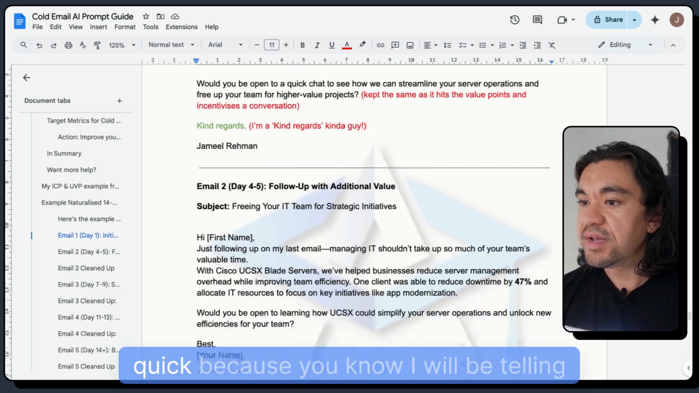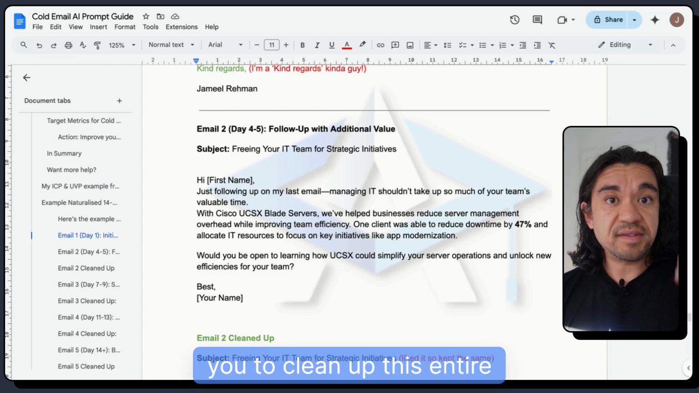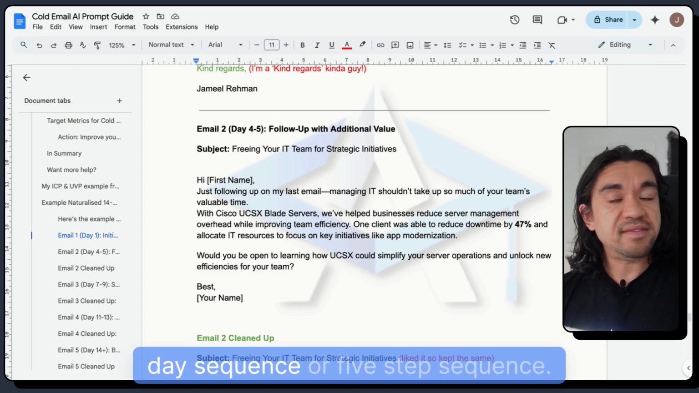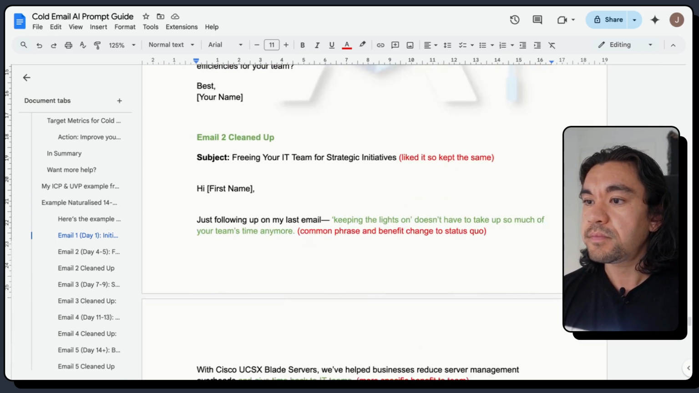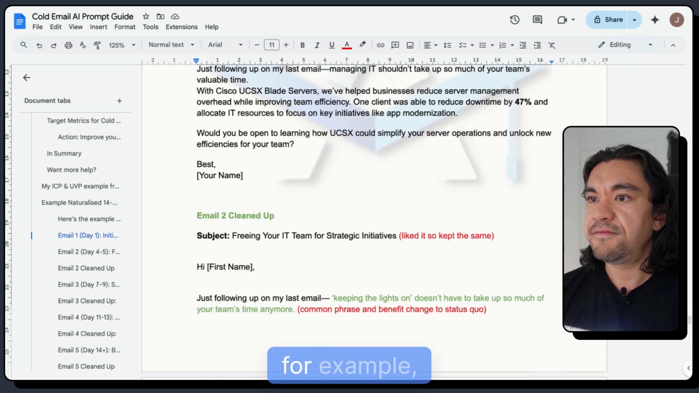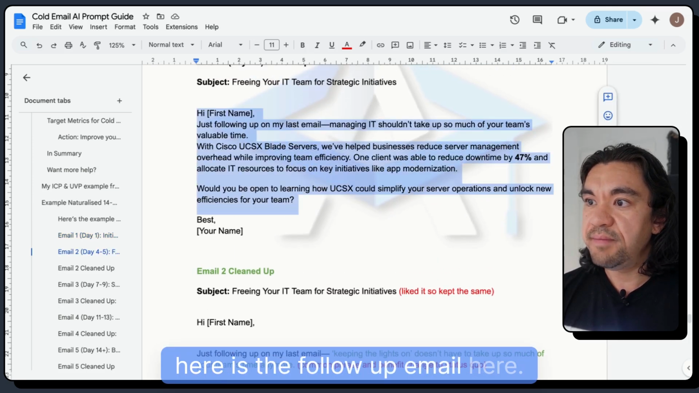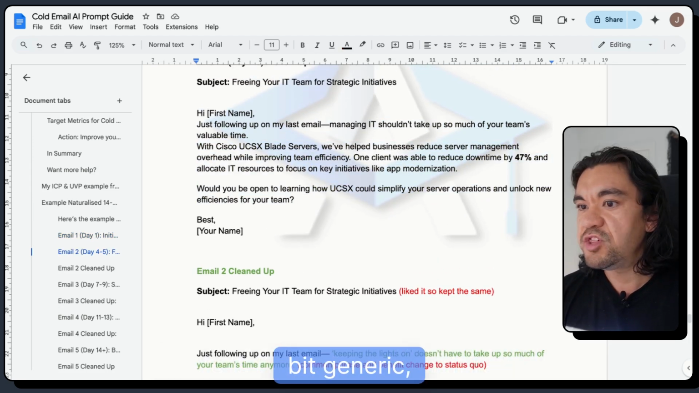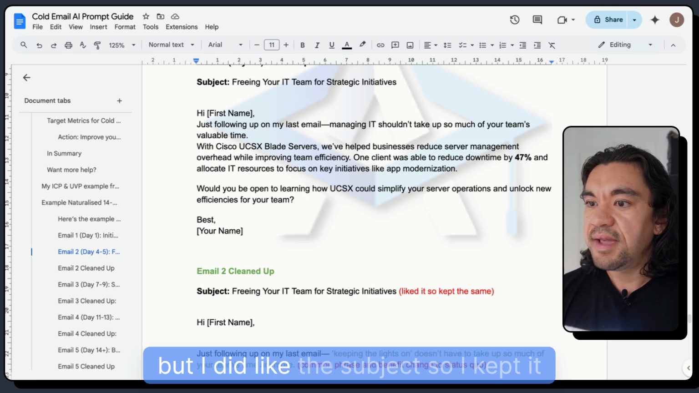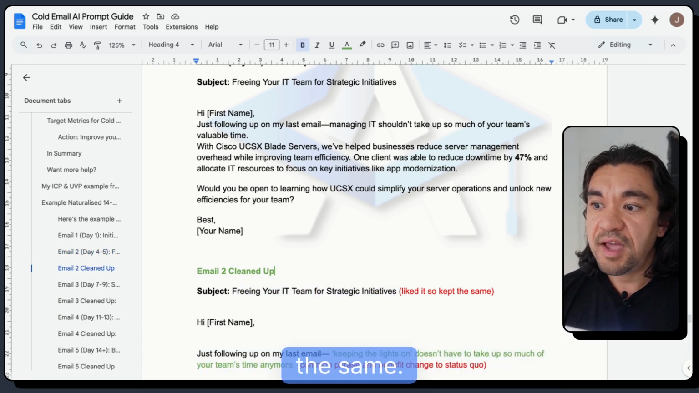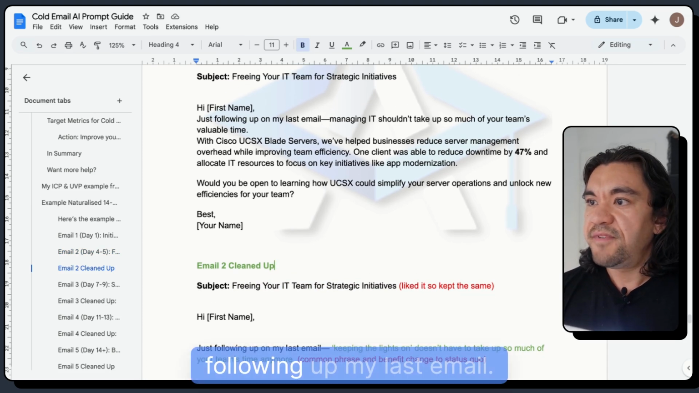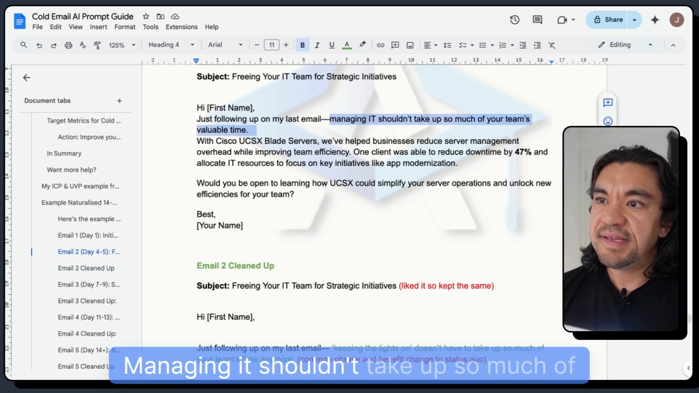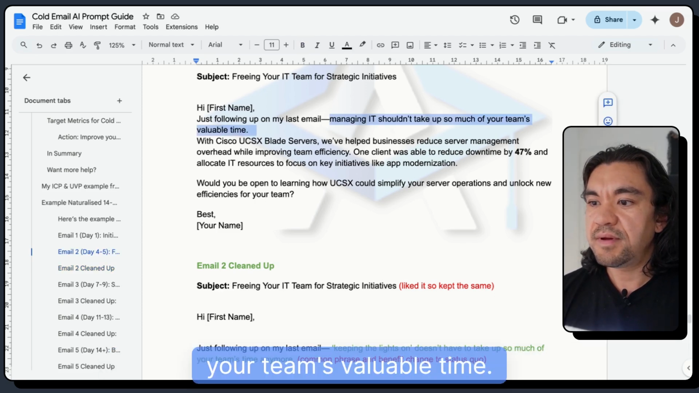All right, another example, which is later down the chain, but I might as well just go through it now real quick, because I will be telling you to clean up this entire 5-day sequence or 5-step sequence. For example, here is the follow-up email here. Again, not bad, a bit generic, but I did like the subject, so I kept it the same. Following up my last email, managing IT shouldn't take up so much of your team's valuable time.